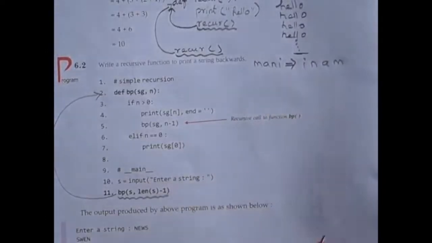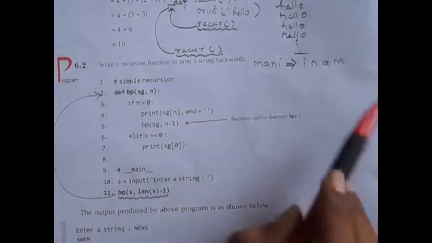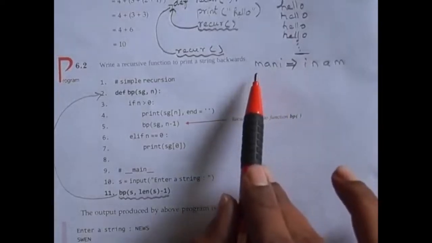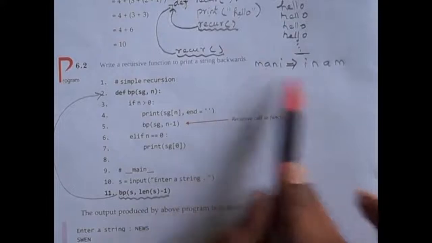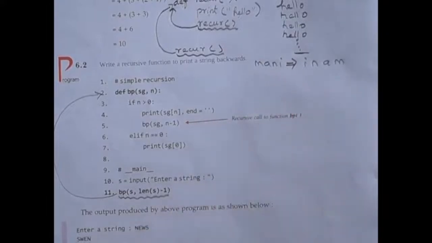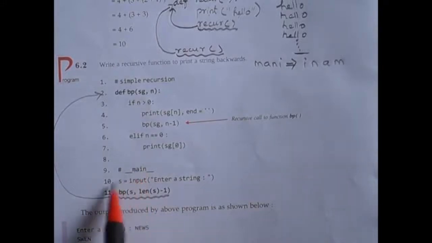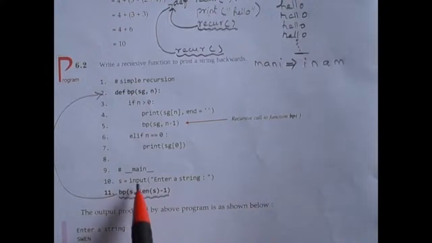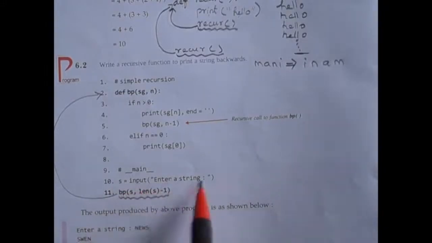Okay. So this is the string backwards. So how are we going to apply this concept in a recursive function? Fine. So first always come to the main function. You come here. S is equal to input, enter a string.